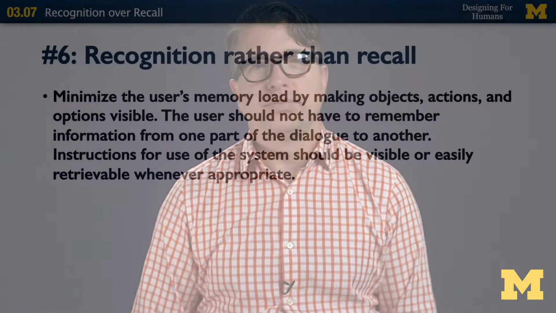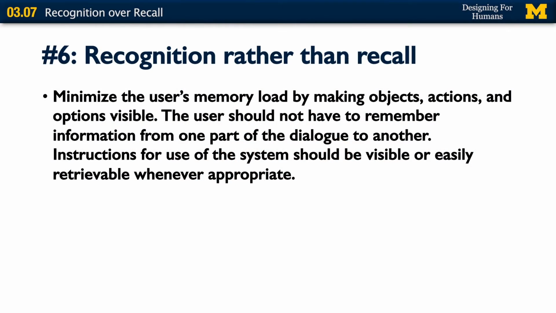Heuristic number 6 is recognition rather than recall. You want to minimize the user's memory load by making objects, actions, and options visible. The user should not have to remember information from one part of the dialogue to another. And instructions for use of the system should be visible or easily retrievable whenever appropriate.